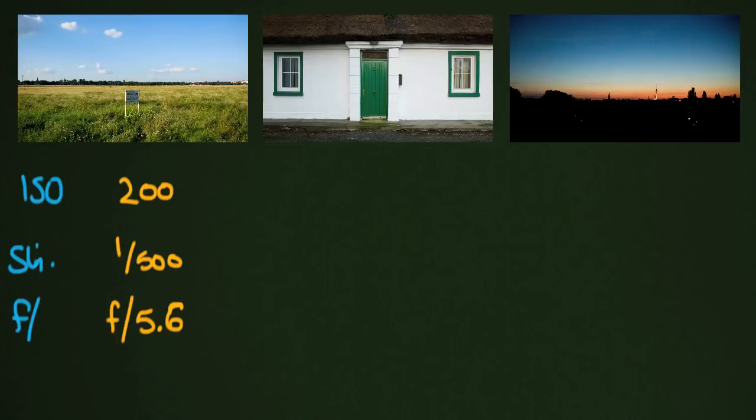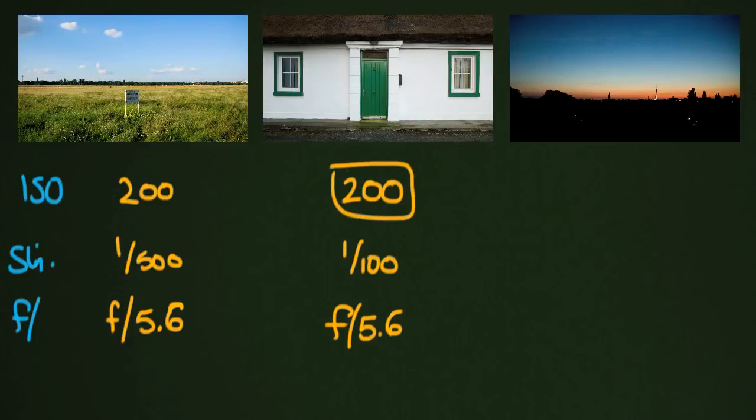This shot was the Irish cottage. It was a cloudy, rainy day. It was ISO 200 still, though. I took the shot at 100th of a second, and it is also at f5.6. So you can see here that we've got the same bucket, the same 200 size bucket.